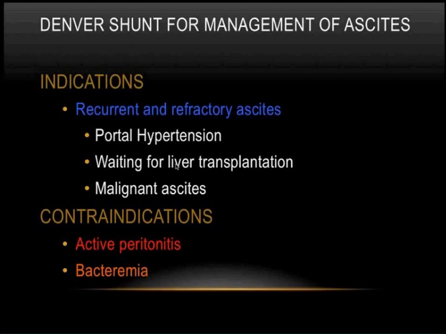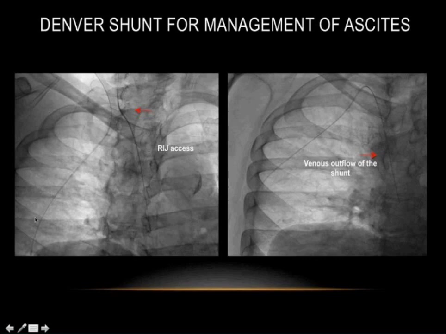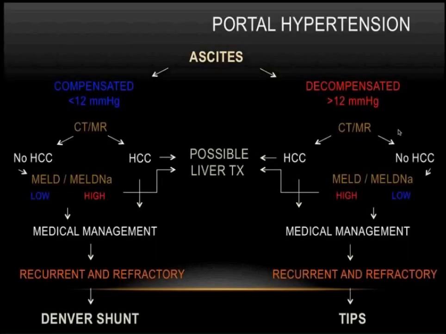That's common. So here are pictures of a Denver shunt that I placed. Again, peritoneal access, you put your pigtail with a sheath, like putting in a PleurX, you put your catheter in, you create a subcutaneous tunnel, you put your bulb shunt, and then you get access into the IJ. I create the tunnel all the way up, and then put the shunt. It's really simple. It's not difficult for us as an interventional audience.